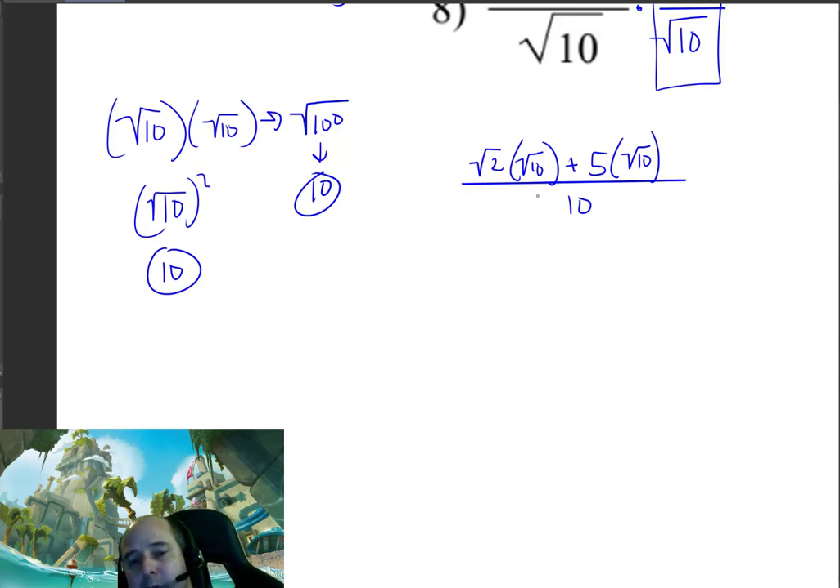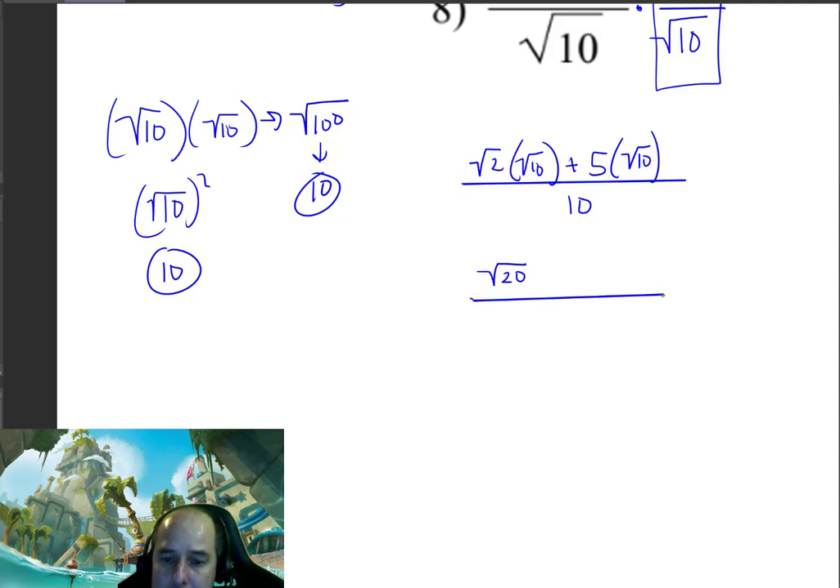So let's go ahead now and move on to the top, where it's just a little bit ugly. So I have the square root of 2 times the square root of 10. Once again, I told you can multiply radicals. The square root of 2 times the square root of 10 is going to be equal to the square root of 20, and I'm going to add to that this 5 times the square root of 10. Now, I can't multiply these together because this is not under a radical, so this is just going to stay 5 square roots of 10. And this is going to be over 10.